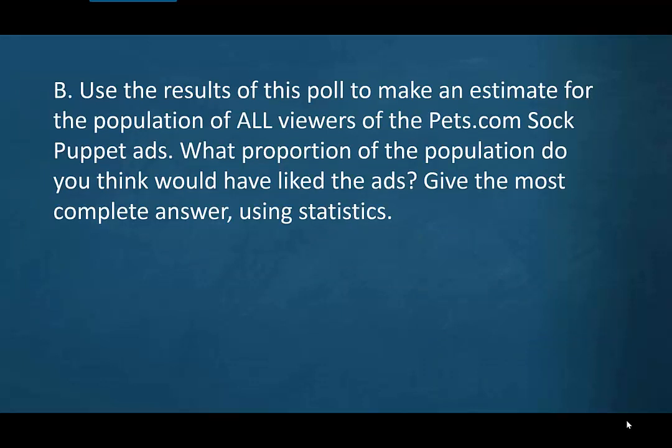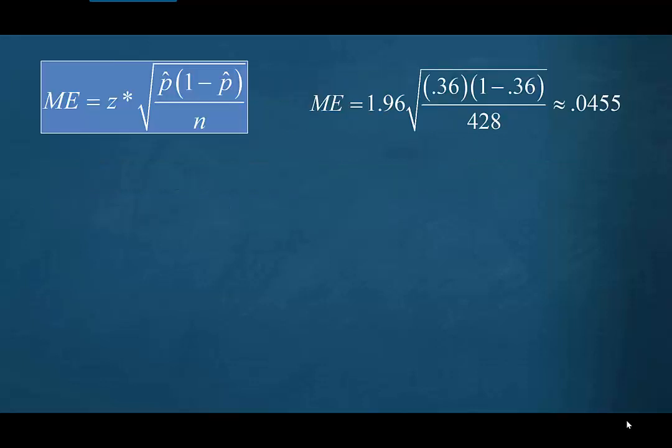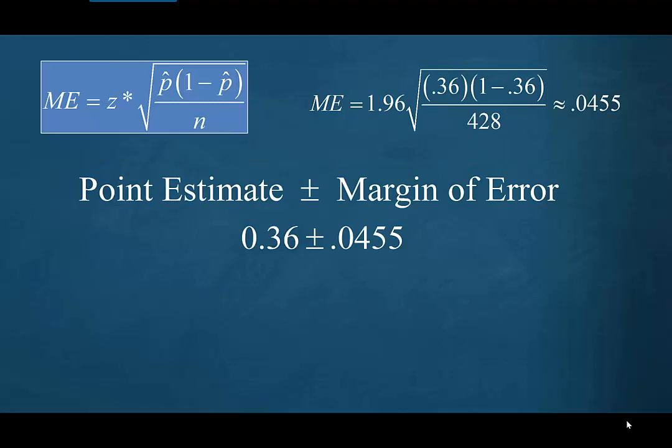So part B asks us to estimate the proportion of all viewers based on this sample. So creating a confidence interval is just one step away. We've been doing this. We found a margin of error. Again, it's point estimate plus or minus margin of error. We found a point estimate of 0.36. So 0.36 plus or minus 0.0455.